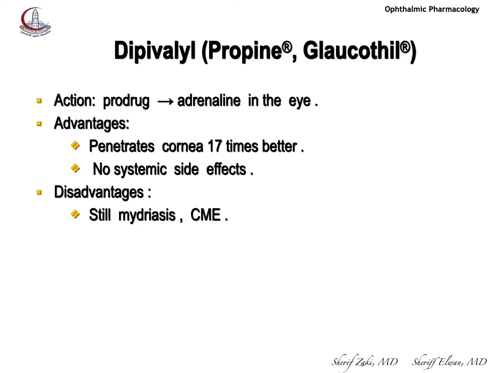Dipivefrine, known under the trade names of Propine or Glaucothil, is a prodrug that is transformed into adrenaline in the eye. It has the advantages of penetrating the cornea 17 times more than adrenaline, and has no systemic side effects, but still has the disadvantages of mydriasis and cystoid macular edema.